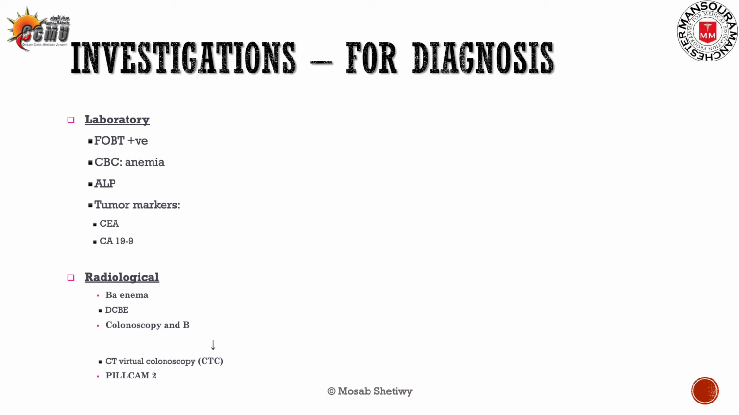Other lab tests that may be used, like fecal occult blood test, are almost always positive for cases of colorectal carcinoma. A CBC may denote anemia, and there are some tumor markers that you should know of, like CEA and CA19-9. Actually, both of them are not diagnostic, they are prognostic. CEA is more important for colon carcinoma. It may be high in benign conditions like benign colonic tumors, cirrhosis, or even pancreatitis.